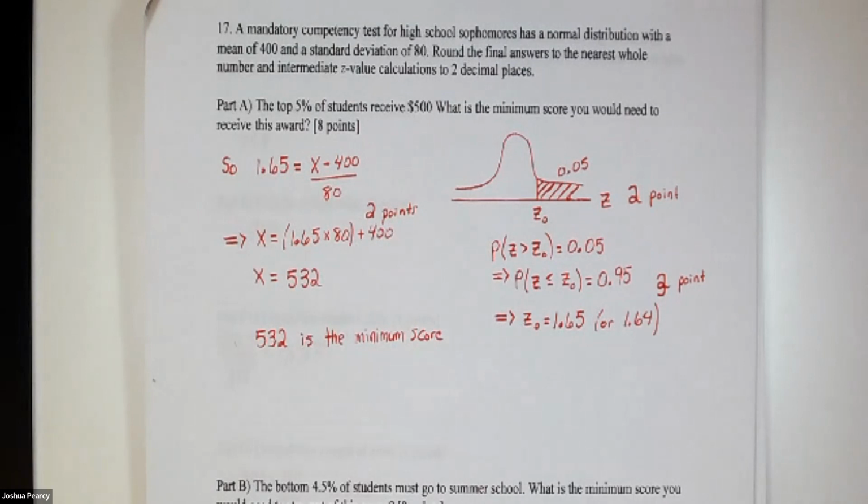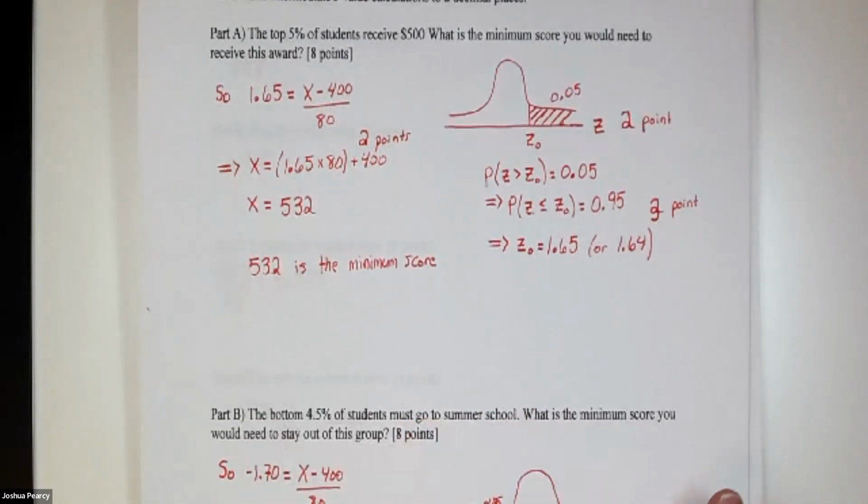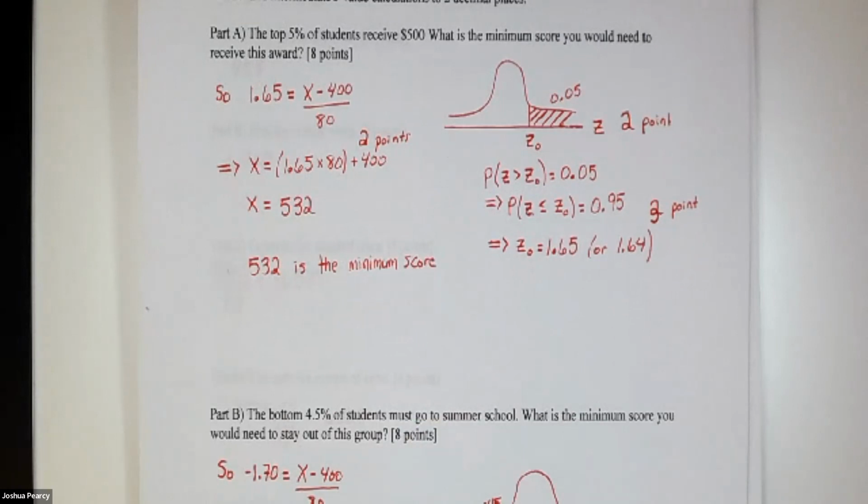A mandatory competency exam for high school sophomores has a normal distribution with a mean of 400 and a standard deviation of 80. Round the final answer to the nearest whole number and intermediate Z calculations to 2 decimals. The first one, the top 5% of students receive $500. What is the minimum score you need to receive this award? This idea was kind of like one of the problems that I told you to look at in your notes. I emailed you the day before the exam because I forgot to mention it.